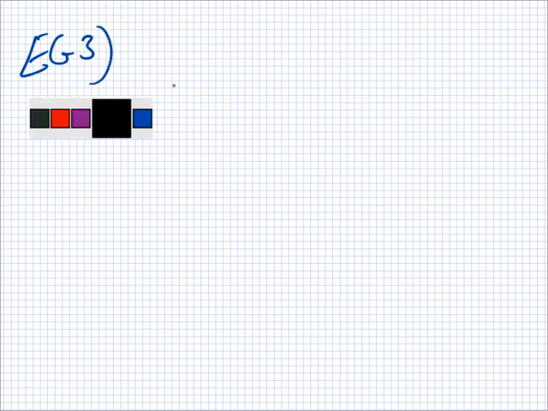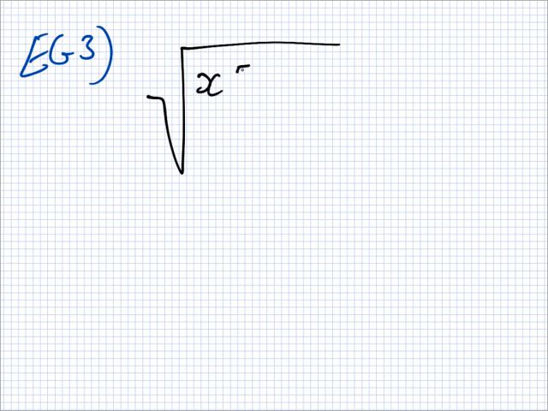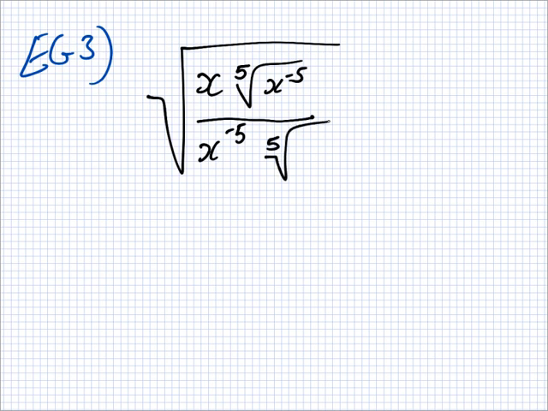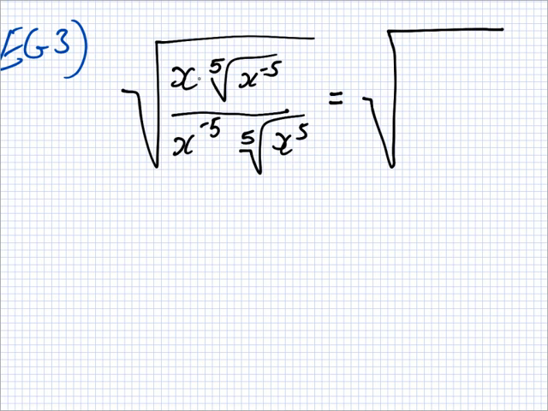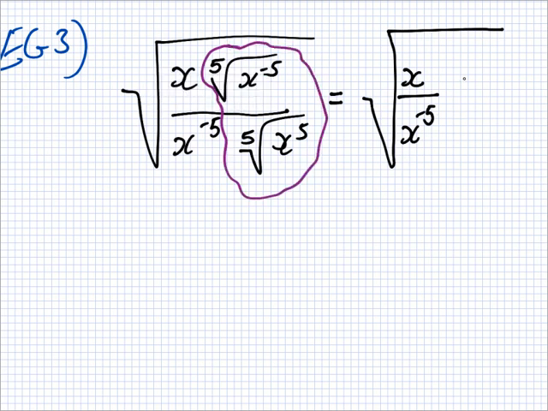Example 3. This one's a little bit harder because there's no numbers in it. Square root x, fifth root of x minus 5, over x power minus 5, fifth root of x power 5. Now I think what I'll do, the first thing I'll do, is take the x minus 5 up and the other one down. If I look here, I have an x^6 and I have an x^(minus 5). I could do something with that in a moment. And also, because these are both fifth roots, I can combine them. So I can make it a single fifth root of x minus 5 over x^5.